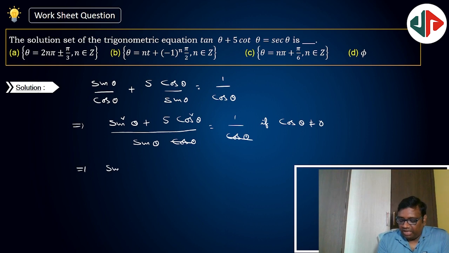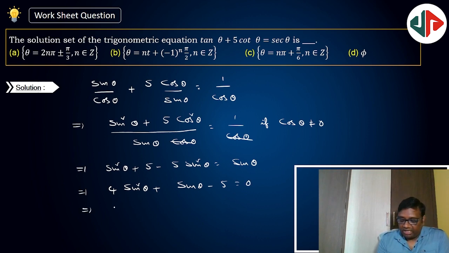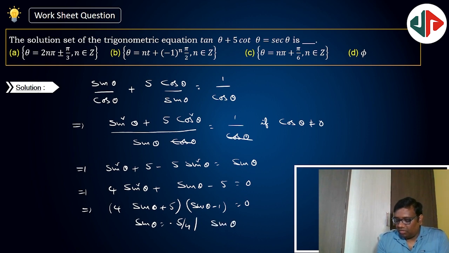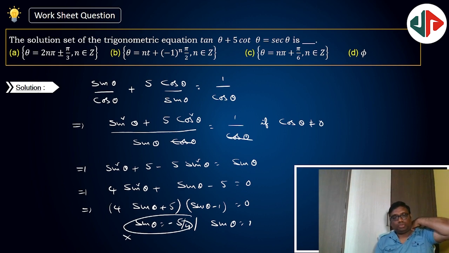So it becomes sin square theta plus 5 minus 5 times sin square theta is equal to sin theta. Now it is nothing but 4 sin square theta plus sin theta minus 5 is equal to 0. Now if you factorize, (4 sin theta plus 5) into (sin theta minus 1) is equal to 0. So sin theta is equal to minus 5 by 4 and sin theta is equal to 1. Sir, why does minus 5 by 4 never happen? It is less than minus 1, so it never exists.